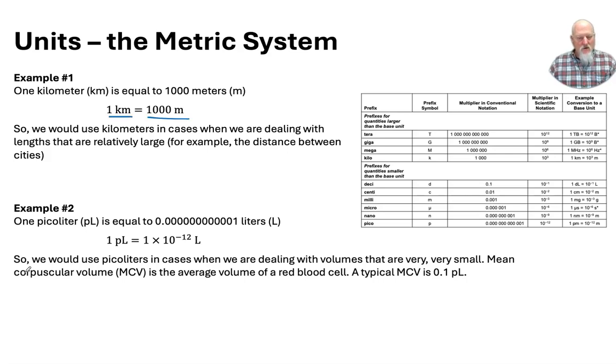All right, so from our metric system table, it shows us that 1 kilometer is equal to 1,000 meters. We can see that from the prefix kilo, and kilo means 1,000, 10 to the third.